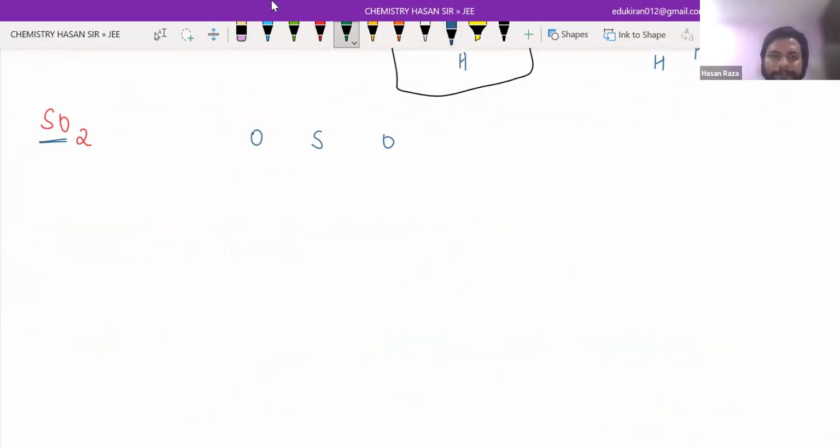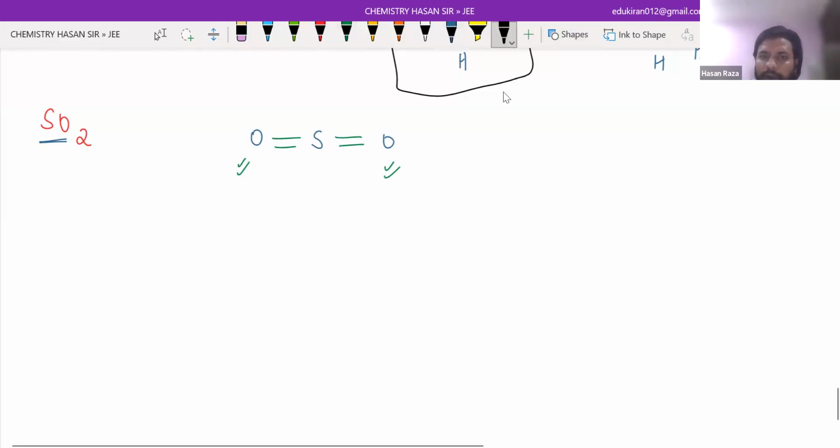Now you know that oxygen is the surrounding atom. You can see oxygen is at the corner, as a surrounding atom. So what was the rule? Oxygen makes a double bond when it is a surrounding atom. Simple. Are you getting my point? Yes or no? Please do reply.